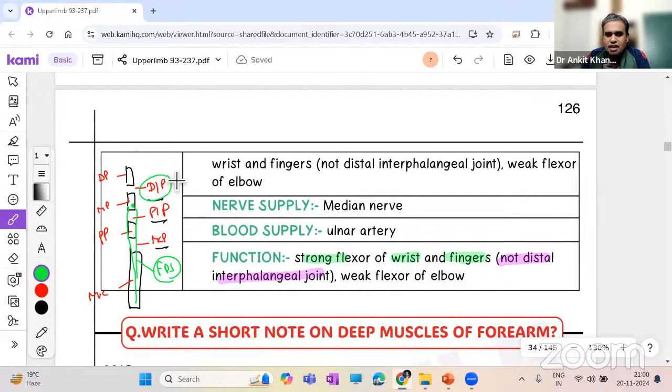So is it crossing the DIP? No. So it won't flex the DIP. It will flex the PIP. It can help the MCP. It can help the wrist joint, but it is not crossing the DIP. Here you have the FDP tendon that will reach over here. If I make this purple color and draw the FDP, the FDP tendon will reach over here. So it is the FDP that is going to flex the DIP joint. Or you can say it is only the FDP which is going to flex the DIP joint. FDS doesn't reach there. Remember this.